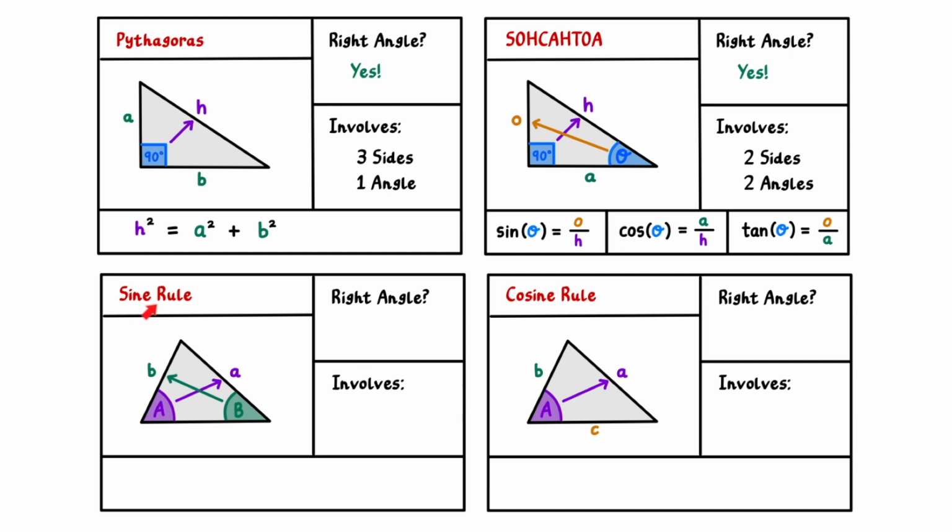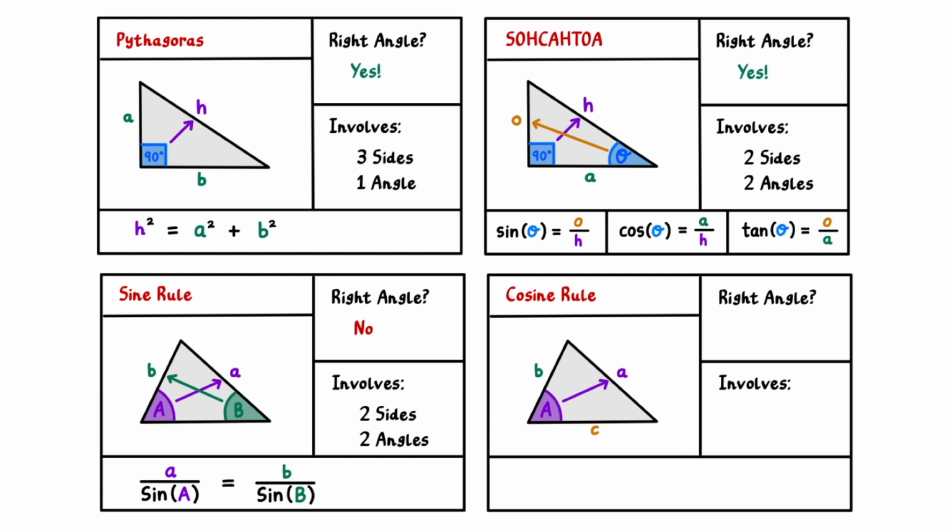The sine rule is a versatile method which does not require the triangle to contain a right angle. Given 2 side angle pairs, capital A, A, and capital B, B, we have the following. A over sine of capital A equals B over sine of capital B. In total, this involves 1, 2 sides and 1, 2 angles.